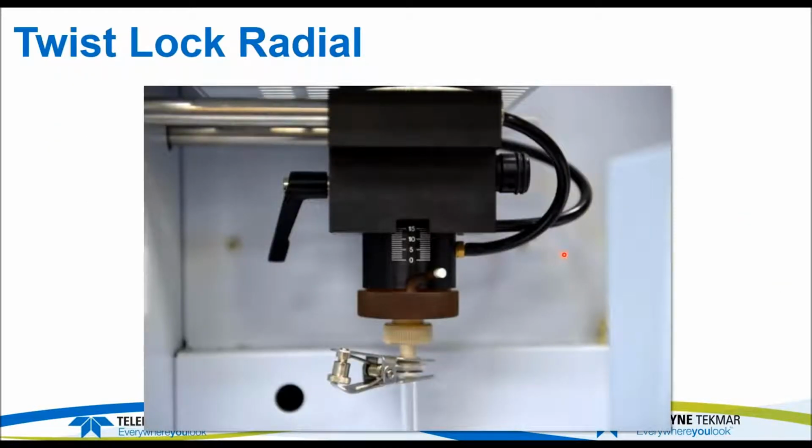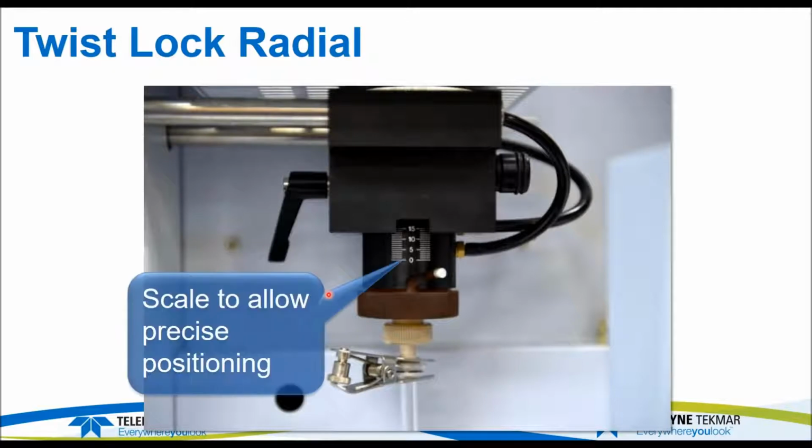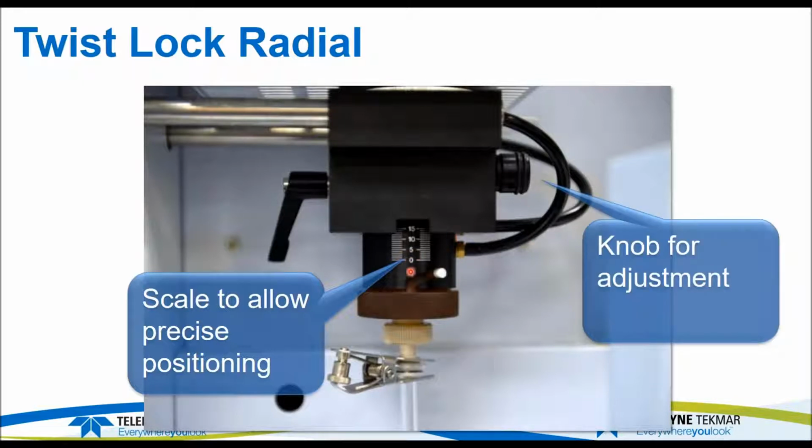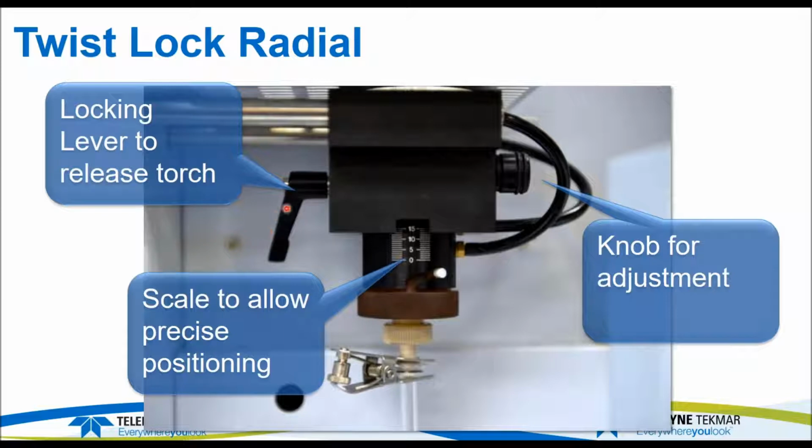Okay, and let's talk about the positioning of the torch. This is the torch in the radial system. There's a scale here that allows you to position it reproducibly. This whole assembly has a knob to adjust it, and then this lever releases it. By moving this knob, you can move this up, and it's reproducible. When I take the torch out, it comes out through the bottom. This whole assembly stays there.